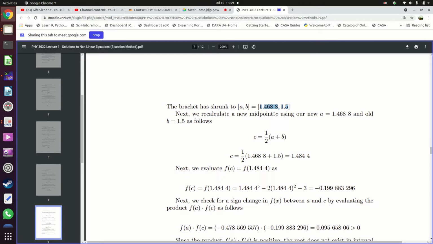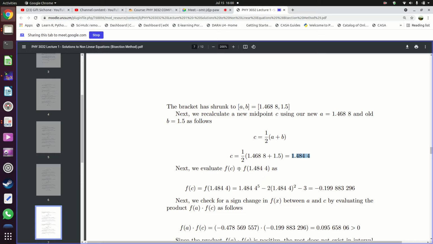Again, you proceed to work out the midpoint c. In this case, you've got 1.4688 as your new a, and 1.5 as your b. So c is half of a plus b, so c equals half of 1.4688 plus 1.5. You're going to get 1.4844. This is your midpoint.